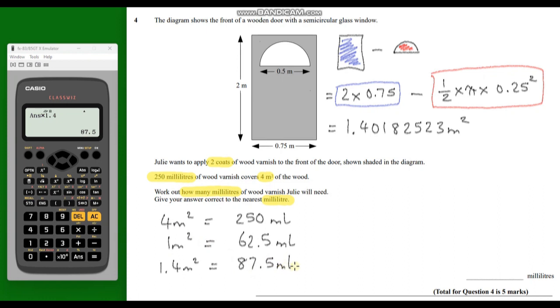That gives me 87.5 milliliters. So I need 87.5 milliliters of wood varnish to cover the entire door. But remember, Julie's applying 2 coats. So we just need to multiply that by 2, and that gives us 175 milliliters. And we need to give our answer correct to the nearest milliliter. So our answer is going to be 175.